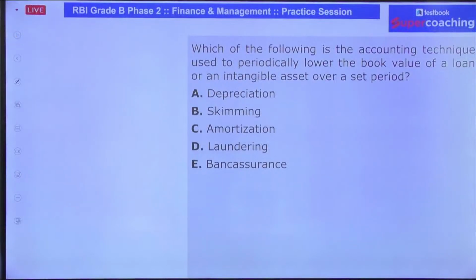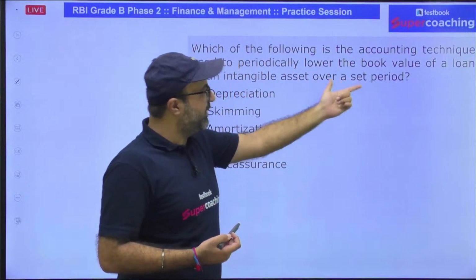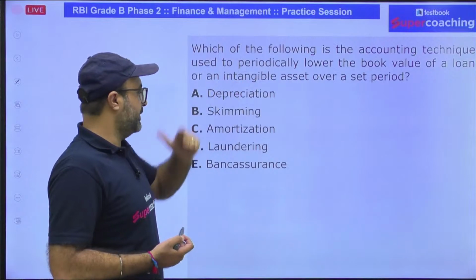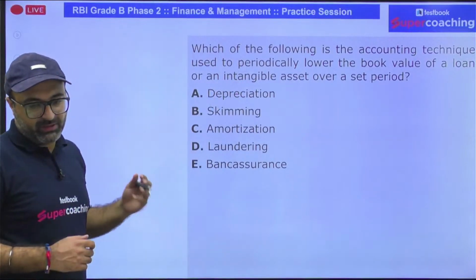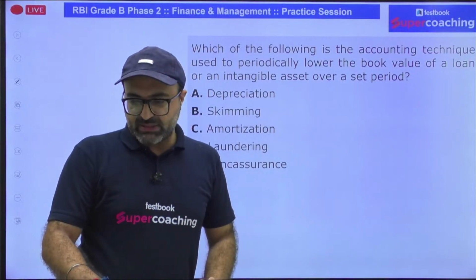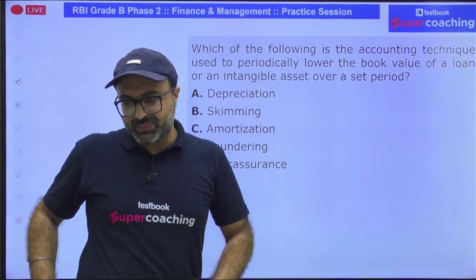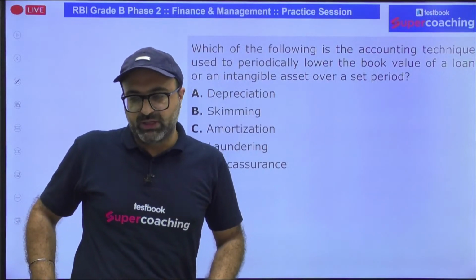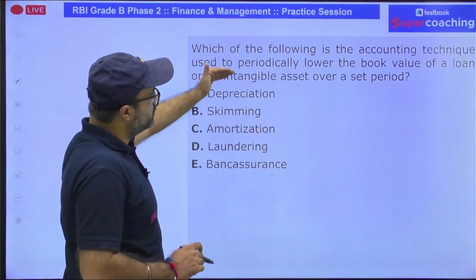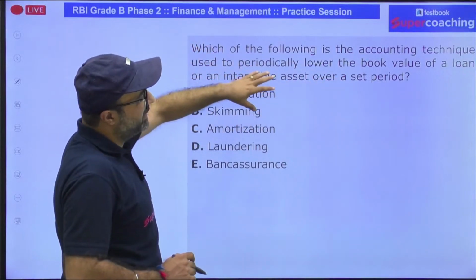Which of the following is the accounting technique used to periodically lower the book value of a loan or an intangible asset over a set period? It's a good question. Yes, this class is for RBI. It's a set question and it's pretty easy. Try to understand this point. Which of the following is the accounting technique used to periodically lower the book value of a loan or an intangible asset over a set period?